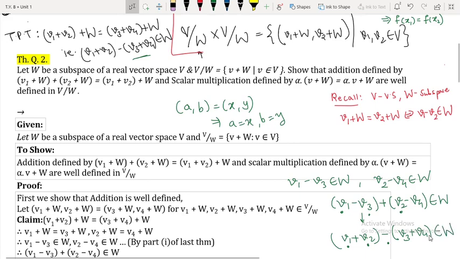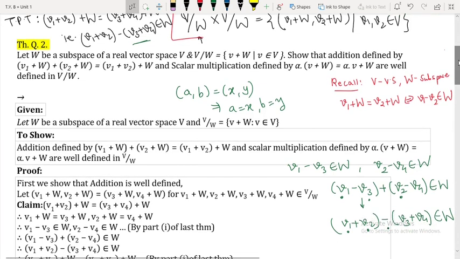W. Now since this belongs to W, by using this result, what can I say? See, instead of V1 you now have V1 plus V2, and instead of V2 you have V3 plus V4. So by using this result you can say that V1 plus V2 plus W will be equal to V3 plus V4 plus W, and that is our claim. So we will see the proof actually. Yes, that is what I have said here.